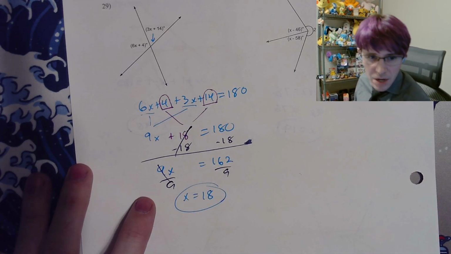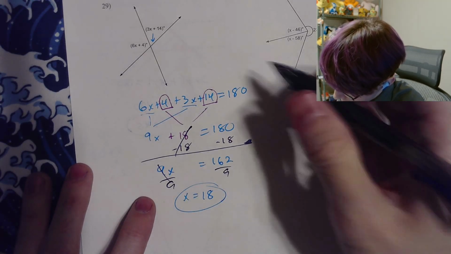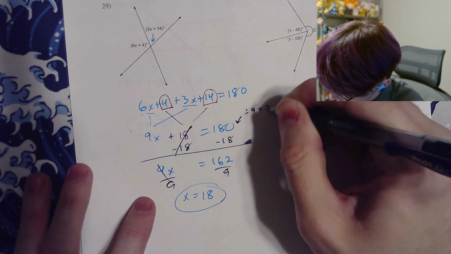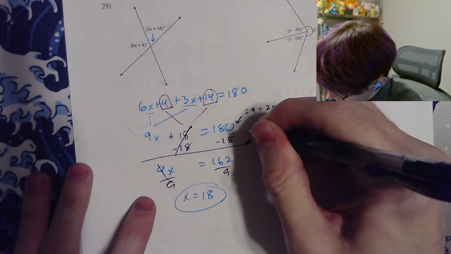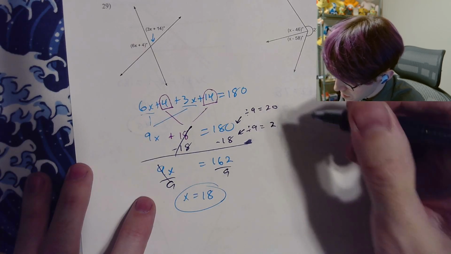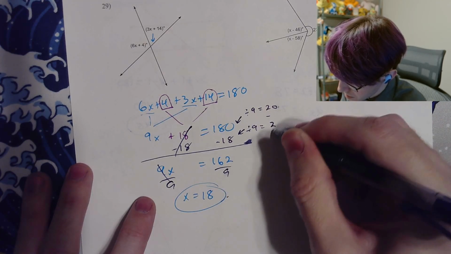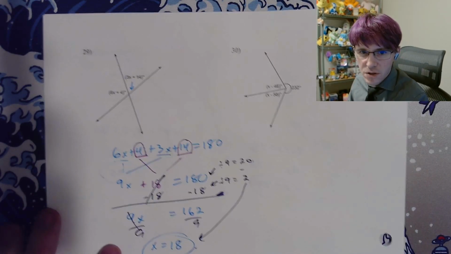By the way, how I did that in my head is exactly the same as that previous concept. If I were to do 180 divided by 9, I would get 20, because 20 times 9 is 180. And if I were to do this one divided by 9, I would get 2, and 20 minus 2 gives you the 18. So you could have actually done that. Just a cute little trick for yourself.